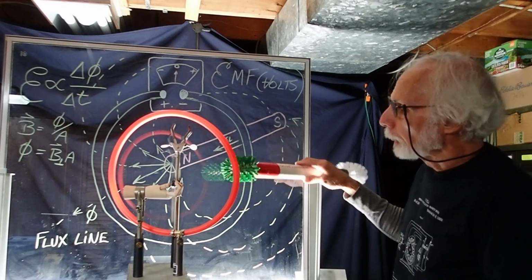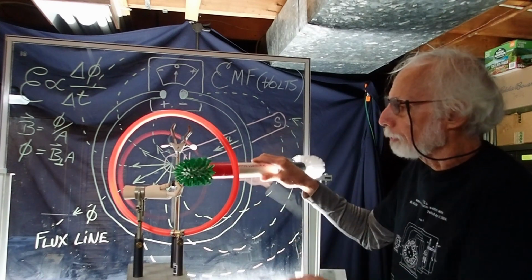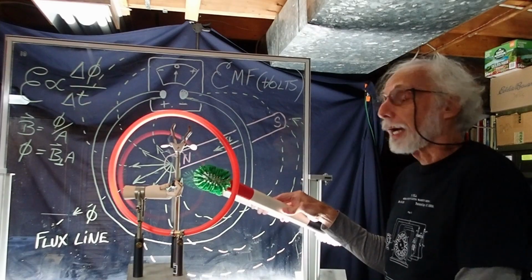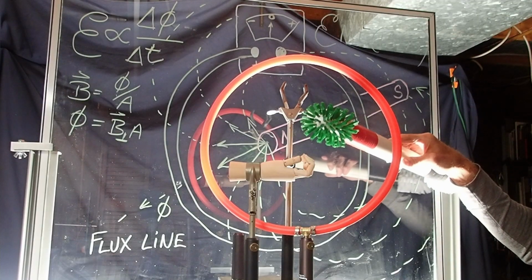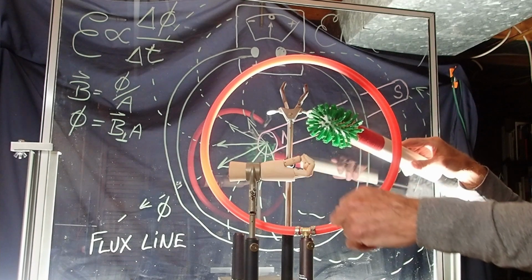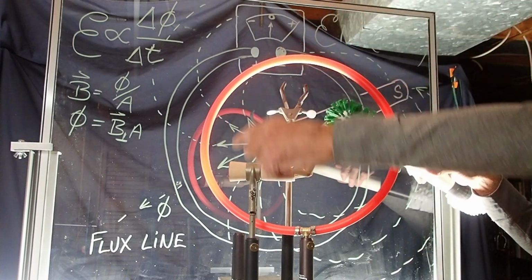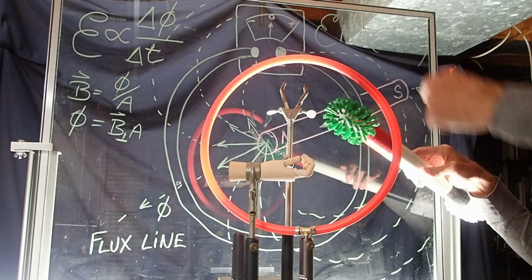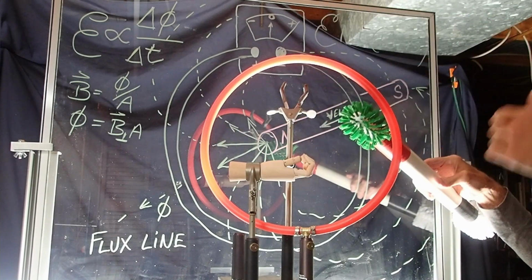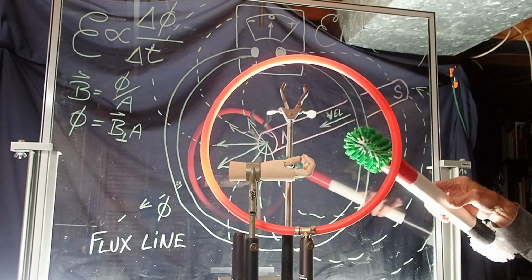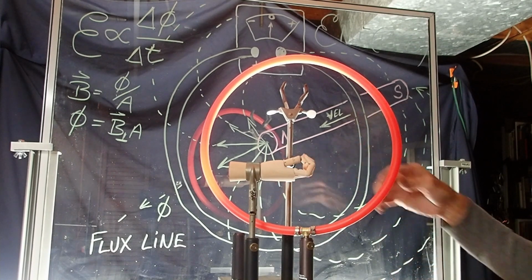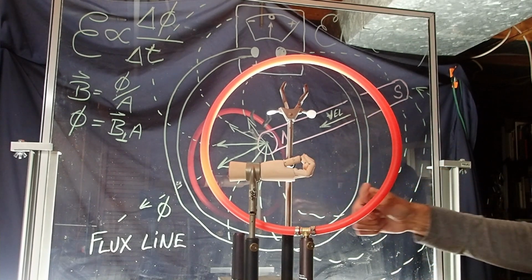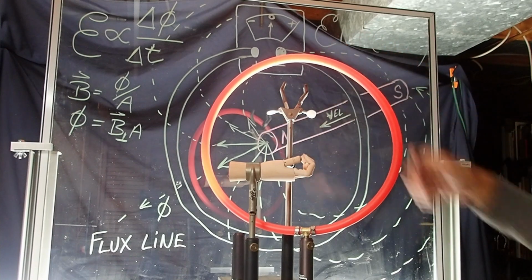Let's assume that we're bringing the north pole of a magnet into the coil, and that this increasing flux line pattern produces a right-hand rule electric influence. The E field goes this way, and the corresponding current goes that way. That means with the right hand that we are going to get a counterclockwise movement.